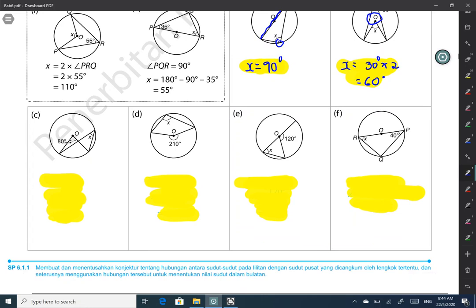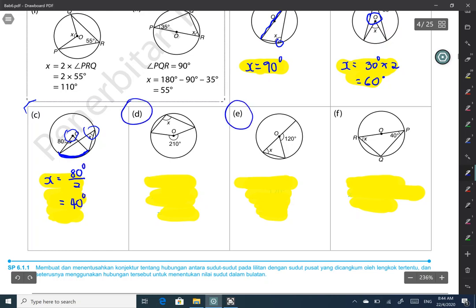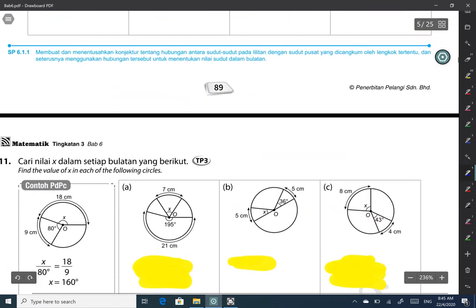We see one more question. Okay, we look at C. This is center. This is circumference from the same arc. Okay, they must from the same arc. So, the X is at the circumference. So, this is 80 over 2. So, equal to 40 degrees. D, E, F as your homework.